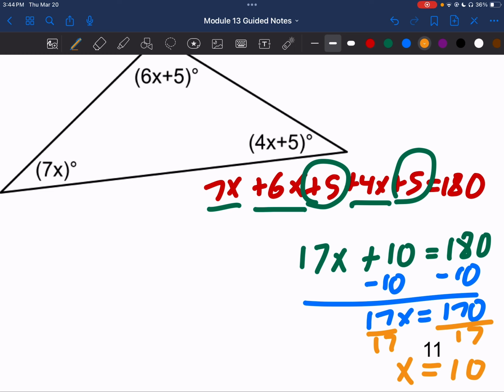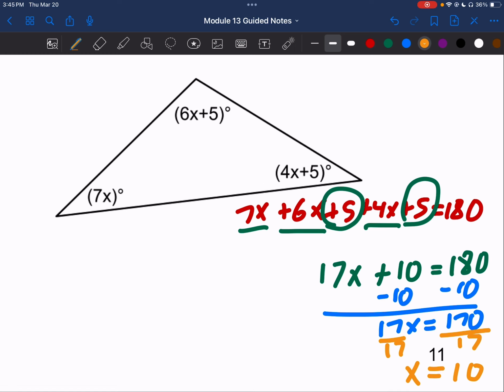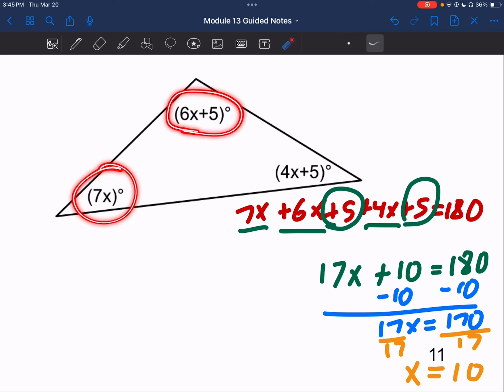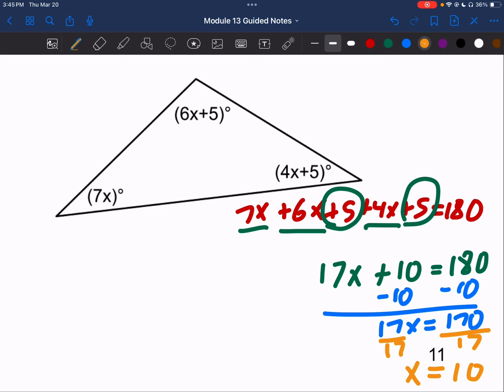But does this answer the question that I asked at the beginning, which was, what are the degrees of these angles? I found what my x value is, but my x value is not the degrees. I need to take that 10 and substitute it into each of these expressions to find what each of these angles is going to be. So we start with our 7x. So 7 times 10 is 70 degrees. Okay, so that is that angle.